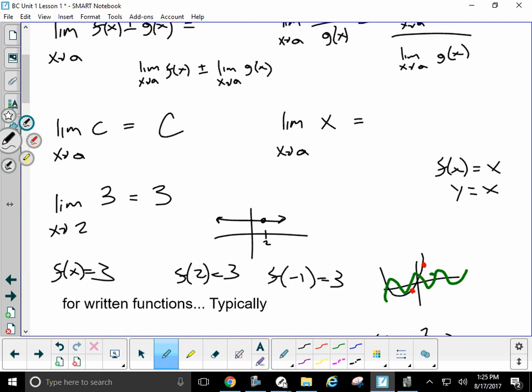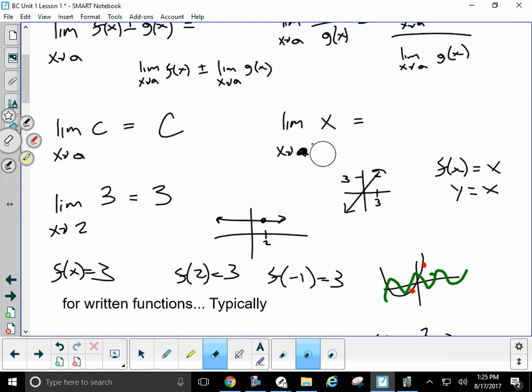What if I put 3 here instead of a? Who can help with that? Mr. Kobayashi? One would be 3. X would approach a. The limit would just be a. Yep. So since it's this diagonal line, the input and the output would be the same. This would be 3. If it was just a, we'd be approaching a. You just plug a into x. The limit and the function value agree. Okay?